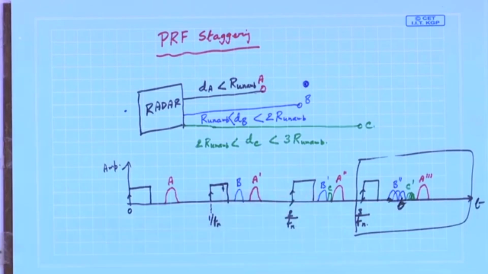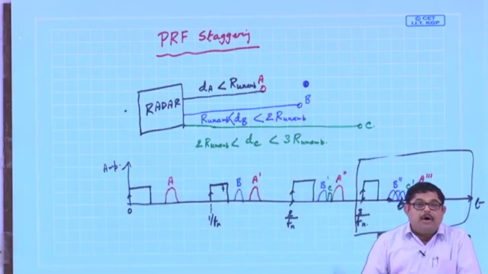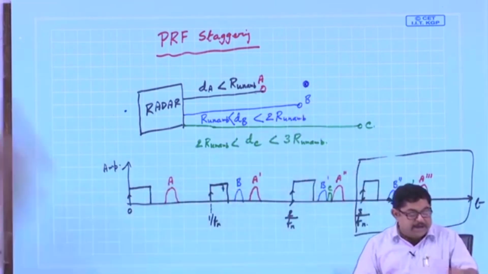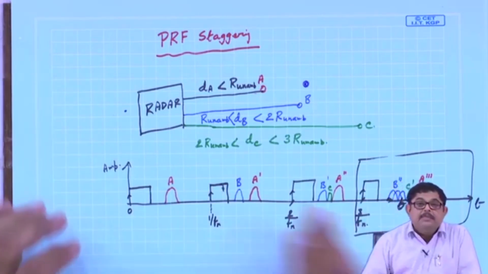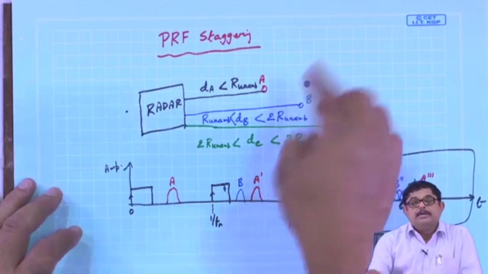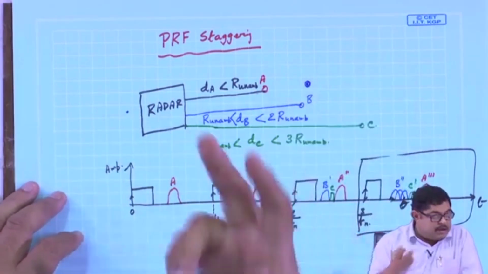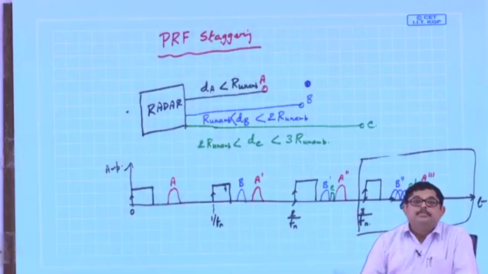This change of PRF may be done continuously or varied discretely among several predetermined values, and if you have only second time around echoes, then only 2 PRFs are needed.